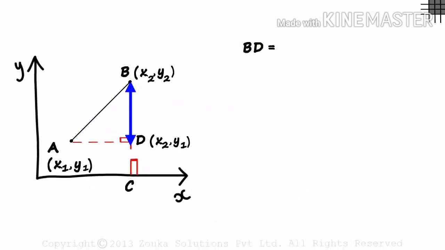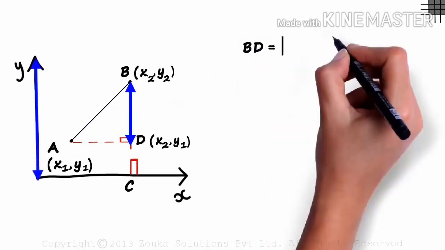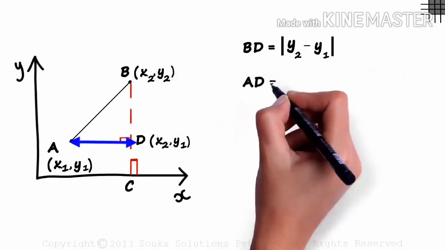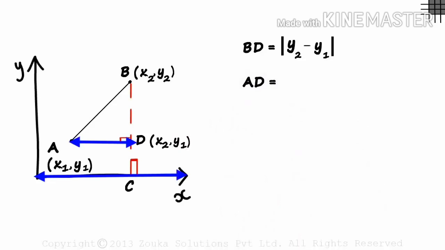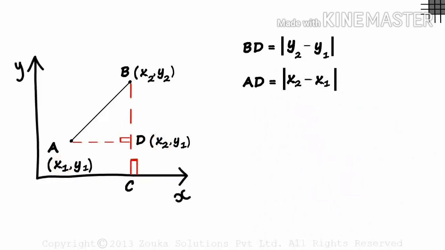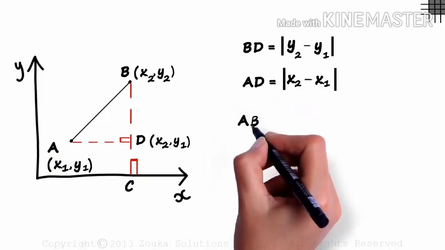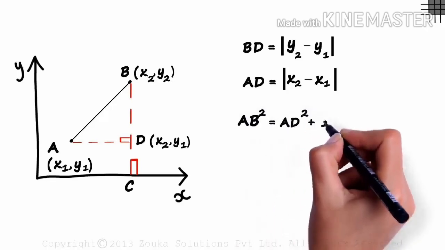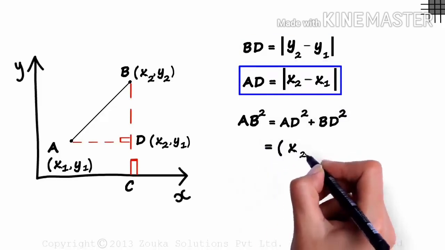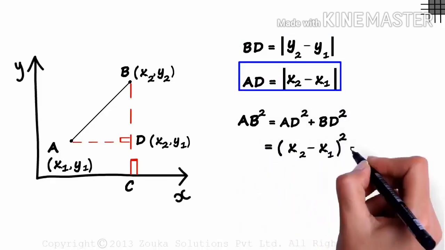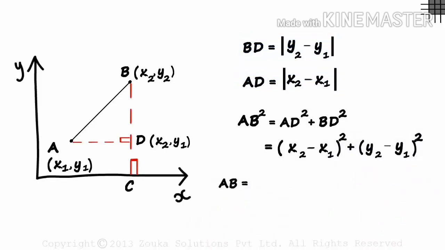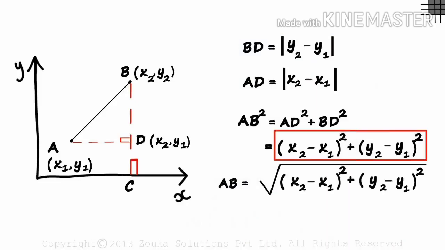Since BD is parallel to the y-axis, it will equal the absolute value of y2 minus y1. And since AD is parallel to the x-axis, it will equal absolute value of x2 minus x1. Using the Pythagoras theorem in this triangle, we get AB squared equals AD squared plus BD squared. Substituting these values, the expression will equal (x2 minus x1) the whole squared plus (y2 minus y1) the whole squared. So length of AB will be the square root of the addition of these two.